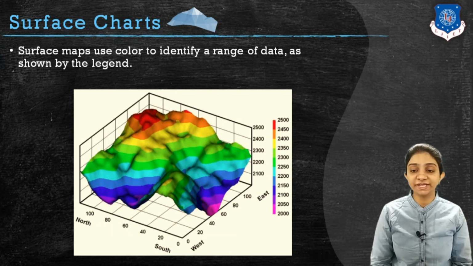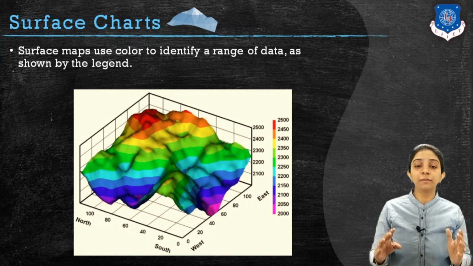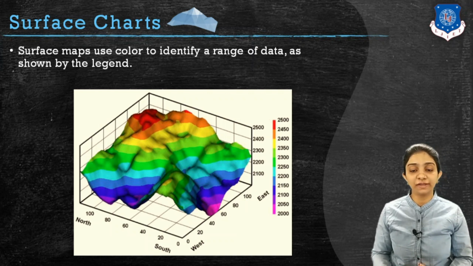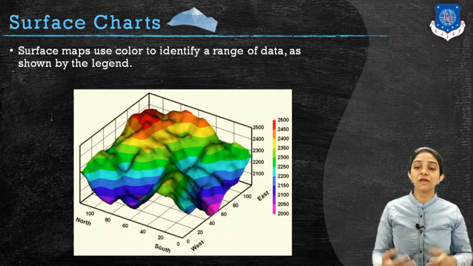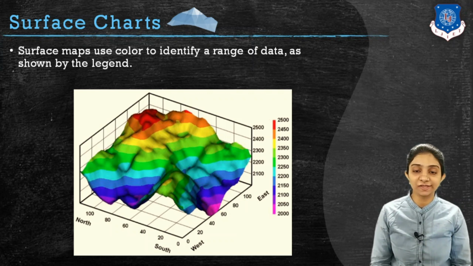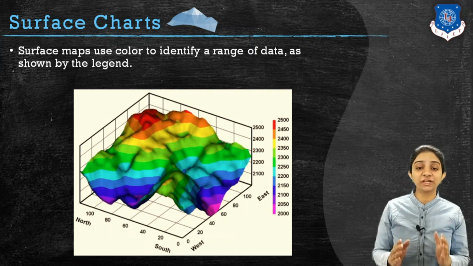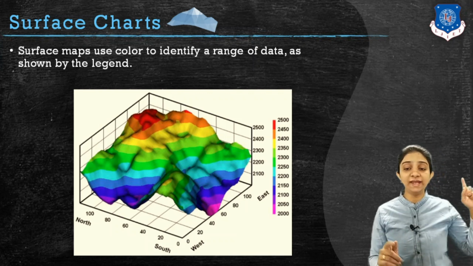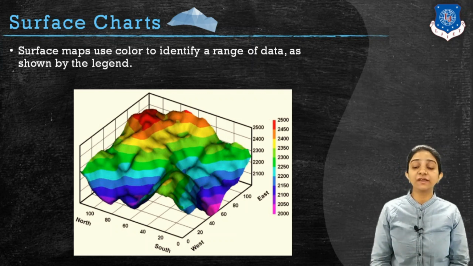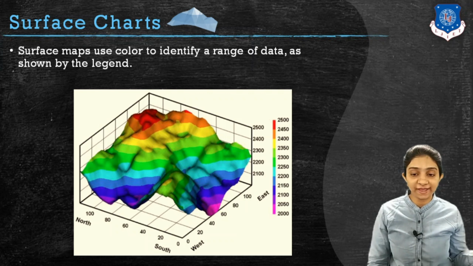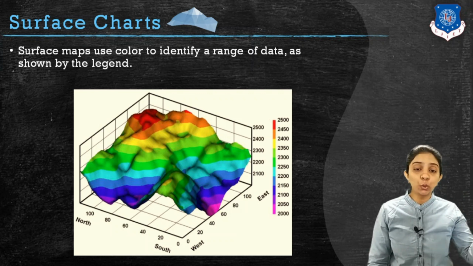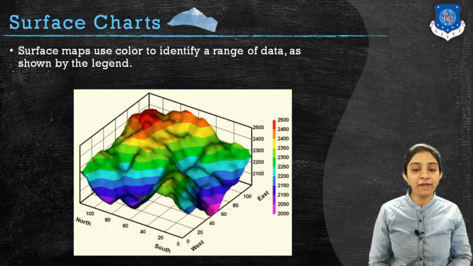For example, this diagram shows the pressure of wind in all four directions. Over the x-axis we have north and south, over the z-axis we have east and west, and the air pressure is given over the y-axis. Which pressure is the highest and which is the lowest is given by the legend on the left-hand side. The legend says that pink is the lowest air pressure, starting from 2000, and the highest air pressure is at 2500, which is denoted by red.